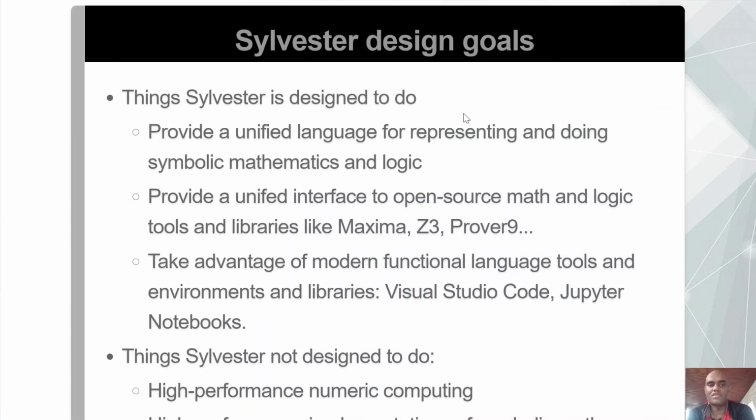Some of the things Sylvester is designed to do: we want to have a unified language for doing these kinds of operations in symbolic mathematics and logic. And again, we have a unified interface to these tools, Maxima, Z3, and the Prover9 theorem prover. And we want to be able to take advantage of the different language tools for F sharp, Visual Studio Code, and Jupyter Notebooks. One thing that Sylvester is not trying to do is algorithms for high performance numeric computing or algorithms for symbolic computing. We're delegating all of the symbolic operations to programs like Maxima and GAP, to those specialized programs.